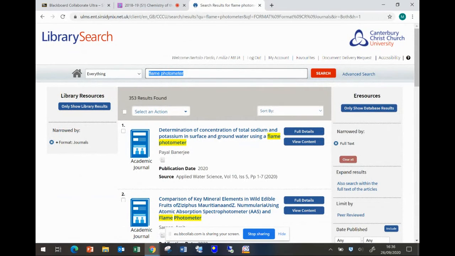And wow. So apparently somebody in 2020 applied water samples and determined the total concentration of sodium and potassium in surface and groundwater using a flame photometer. That would be perfect if I am choosing to write about the flame photometer practical, the determination of potassium ions and sodium ions. So I will look at that to build my introduction or my discussion, depending. I can compare my results to their results.